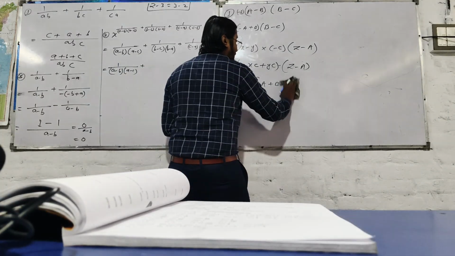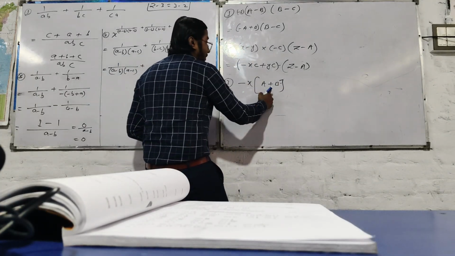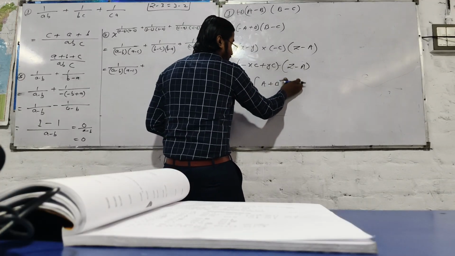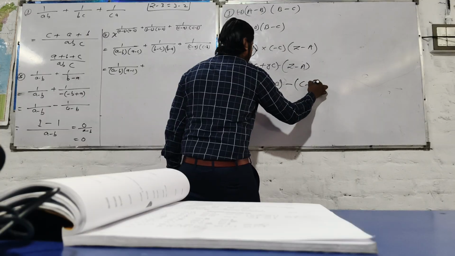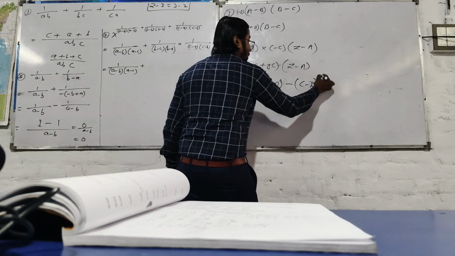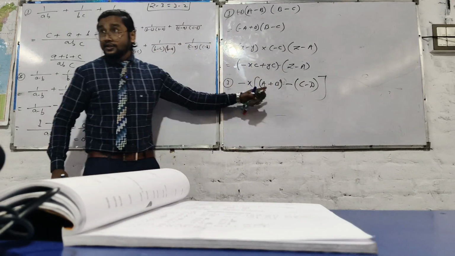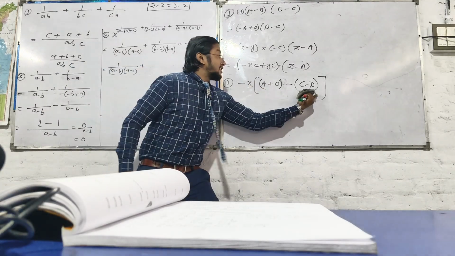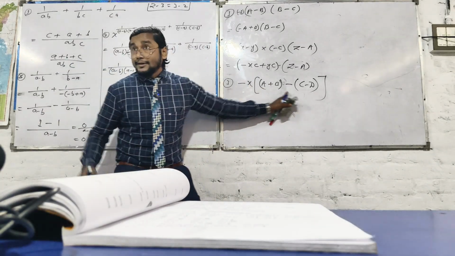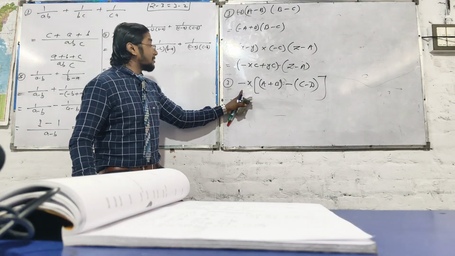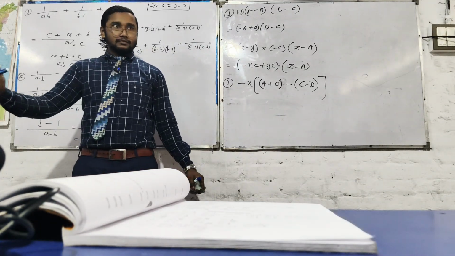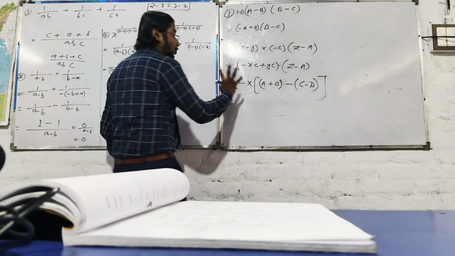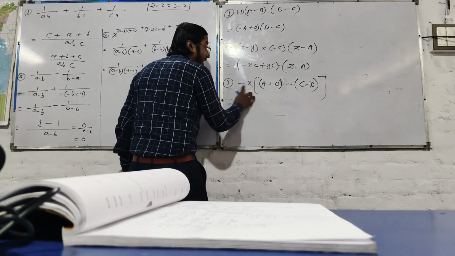For example, I have a minus x, plus minus c, minus, let's assume I have g. Now this time understand that a minus b and c minus d are separated by the minus. Two different terms are there. So minus x is multiplied with this one as well as this one. This time, don't be confused.